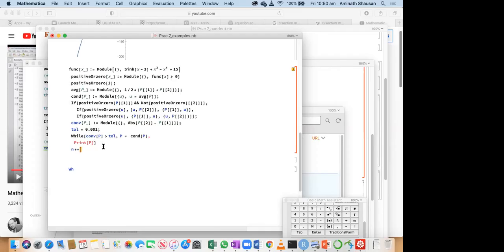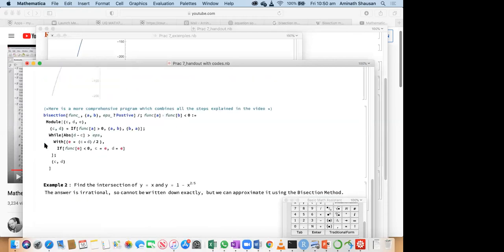Definitely there's something in the while loop which I need to fix, but I will have a look at this and then update the notebook on GitHub. But let me share a very simple step program which does everything that was explained in the video. And I will give this code as well.